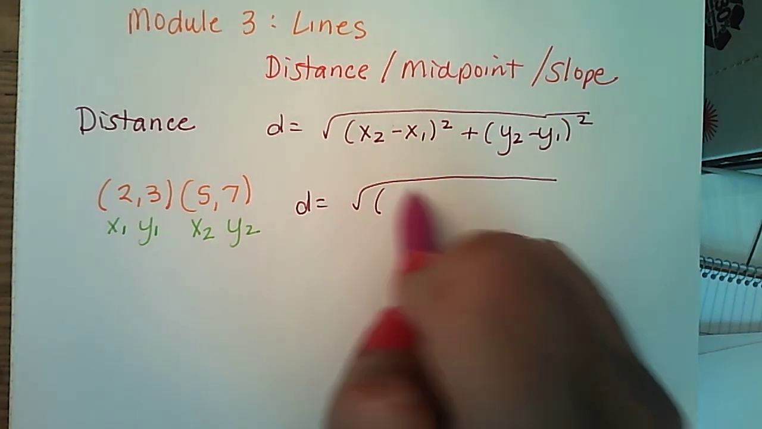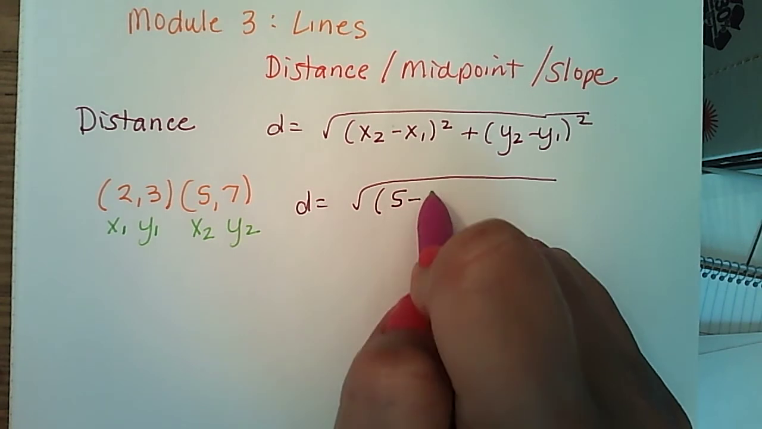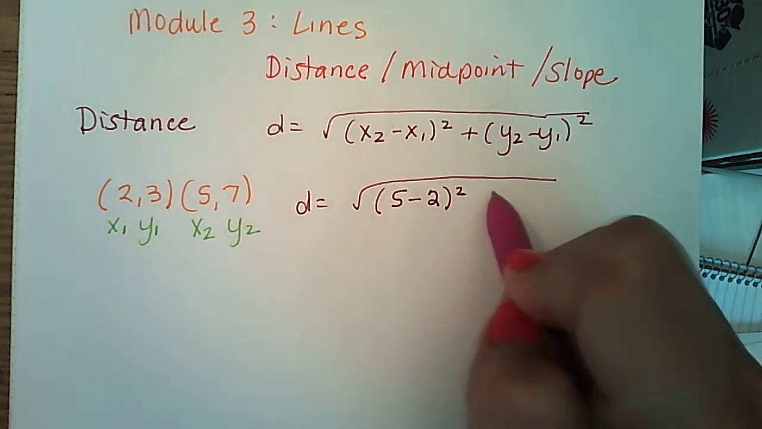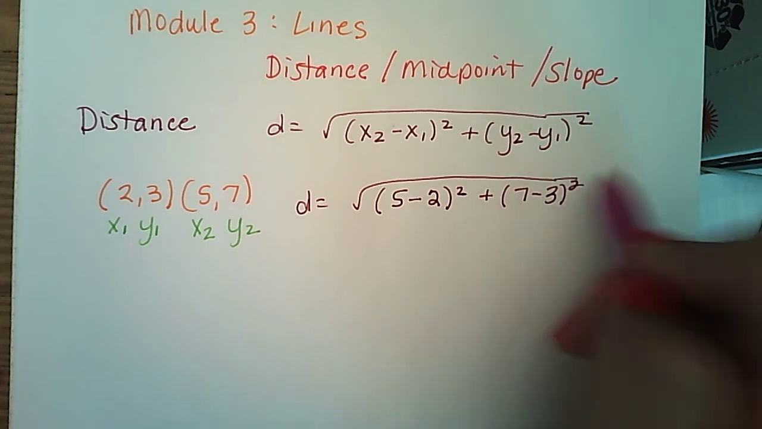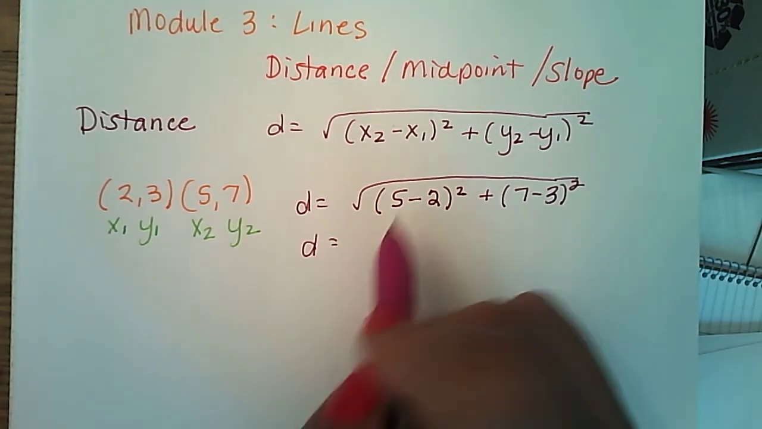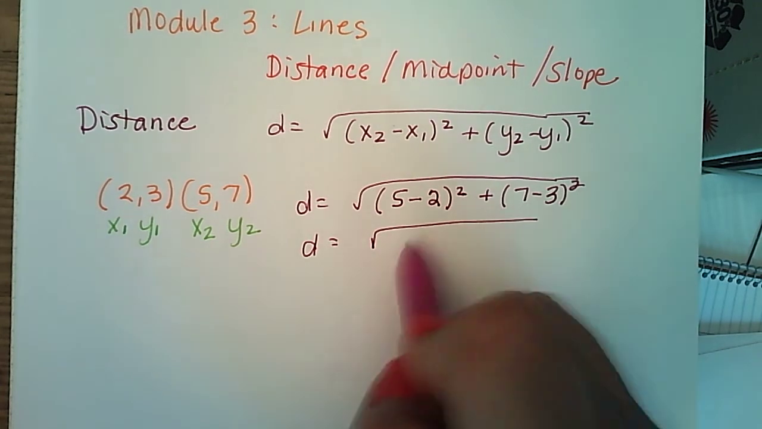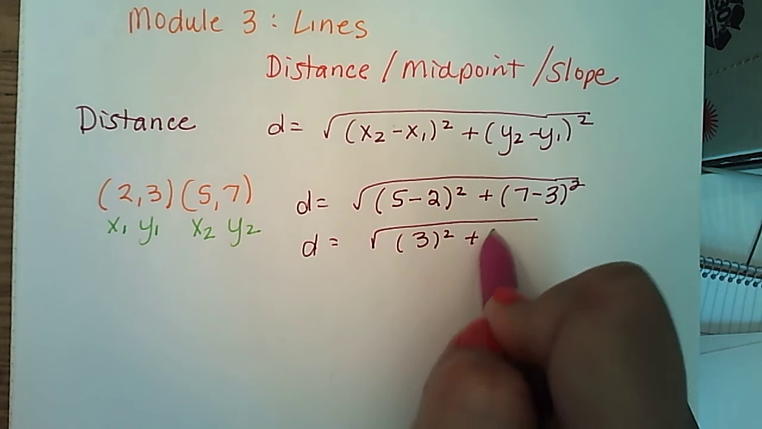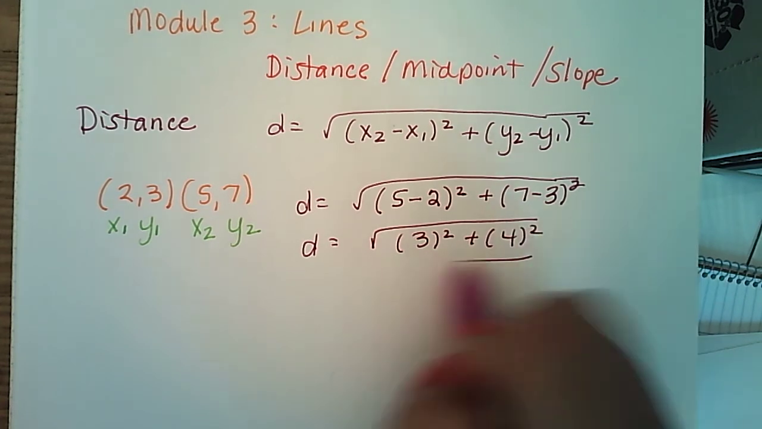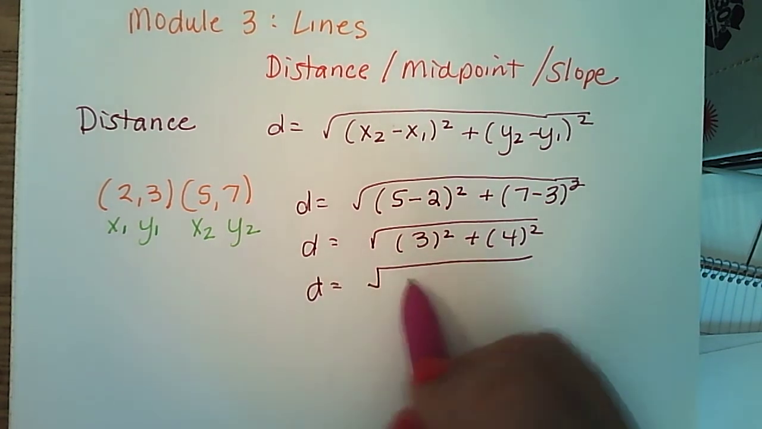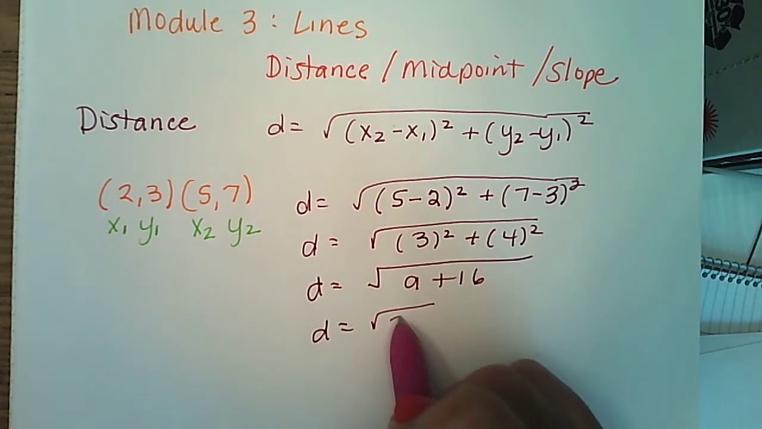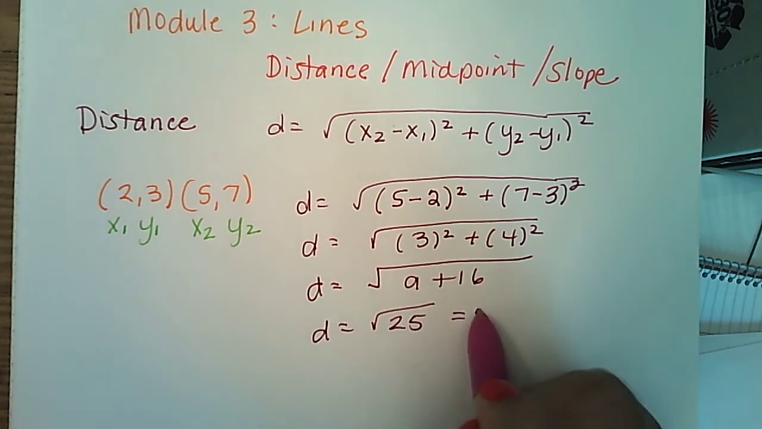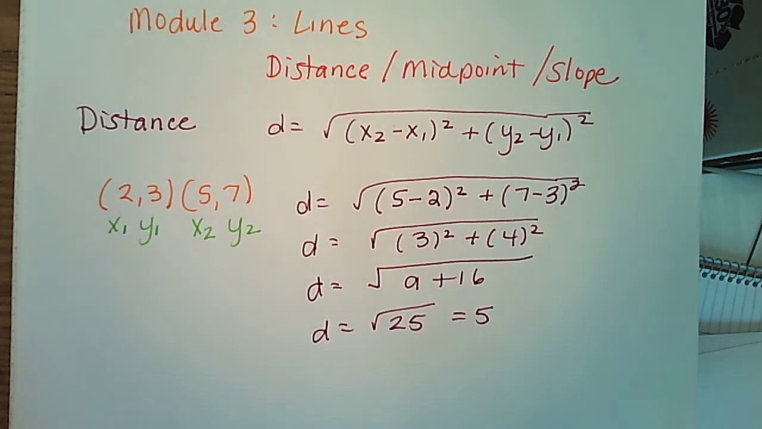So x2 minus x1 squared plus y2 minus y1 squared. And this formula is also not on your formula sheet. You need to know it and have it written down. So 3 squared plus 4 squared, 9 plus 16, square root of 25, which evaluates to 5.